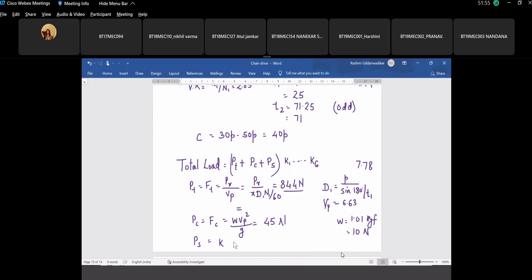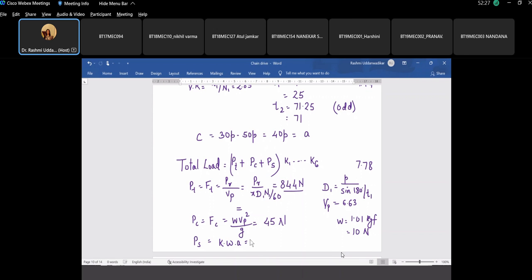Okay, and PS is K into W into A. So K is the factor for sagging. For vertical, the coefficient of sag is 1. For horizontal, it is maximum. The value comes to 6. W is this weight, 10 newtons. A is the center distance, which we have taken as 40p. As the center distance increases, this coefficient of sag increases, and this adds to the breaking load. And that limits the center distance. You cannot have a very large center distance.